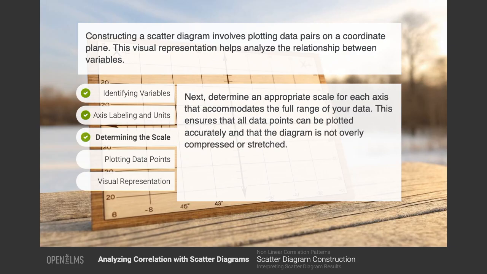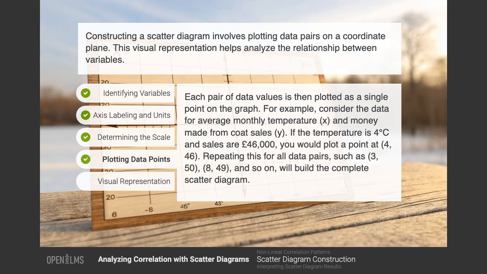Next, determine an appropriate scale for each axis that accommodates the full range of your data. This ensures that all data points can be plotted accurately and that the diagram is not overly compressed or stretched. Each pair of data values is then plotted as a single point on the graph.